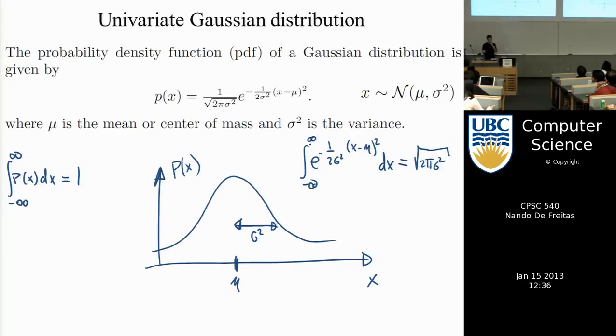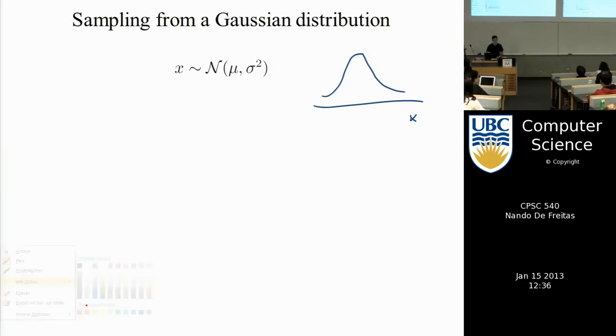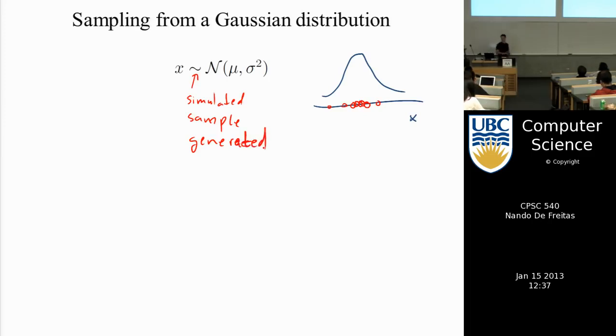Okay. Now, if we have a Gaussian distribution, we can also draw samples. Now, what do I mean by drawing samples? What I mean is that if this is my Gaussian, I can call a random number generator and produce samples. And then I will get more samples in the middle and a few perhaps in the tails, but most of my samples will be in the middle. Okay? When I write x simulated or sampled or generated from a Gaussian distribution with mean mu and variance sigma squared, I'm saying that x is a candidate from that distribution. I've simulated it.